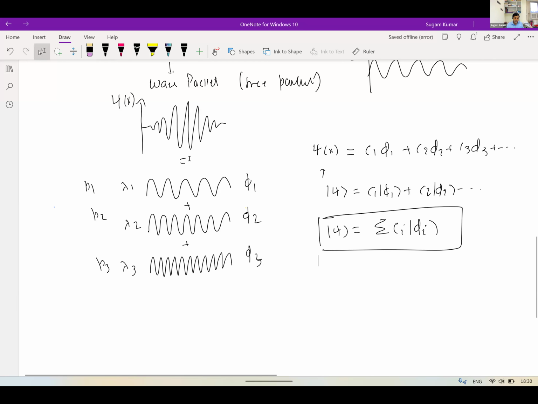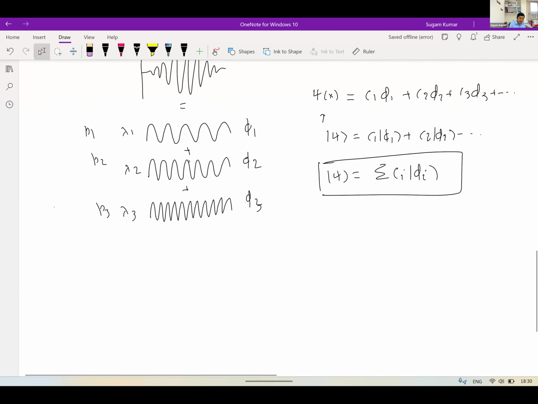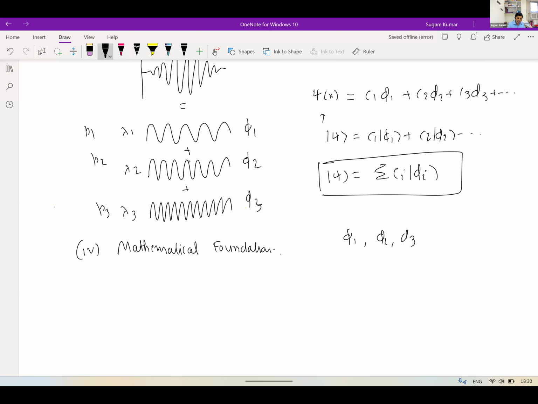Now, similarly, in this section, the fourth part which I will be discussing is the mathematical interpretation, or mathematical foundation of quantum mechanics. In this mathematical foundation, we will see that this phi 1, phi 2, phi 3, and so on, I mean, this whole wave function, we can make one kind of analogy with our linear vector space.